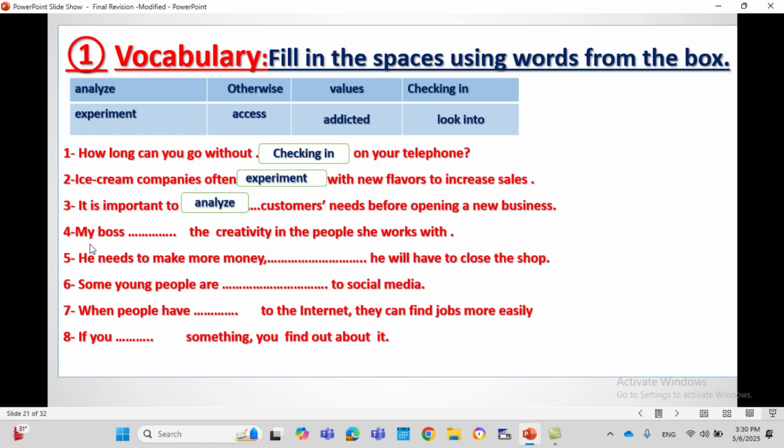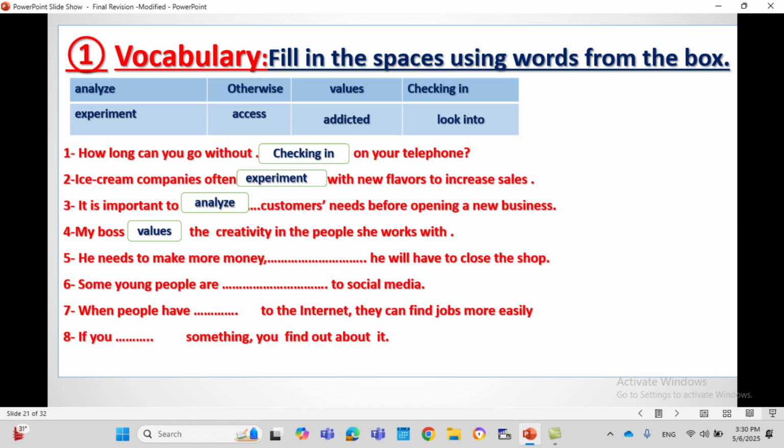Here we have boss, my boss, and we have creativity. So the right word indicates or implies to appreciate or to look up to someone. You understand? Here, it means appreciate, and the right word would be values. My boss values means my boss appreciates. Let's come to the fifth one.